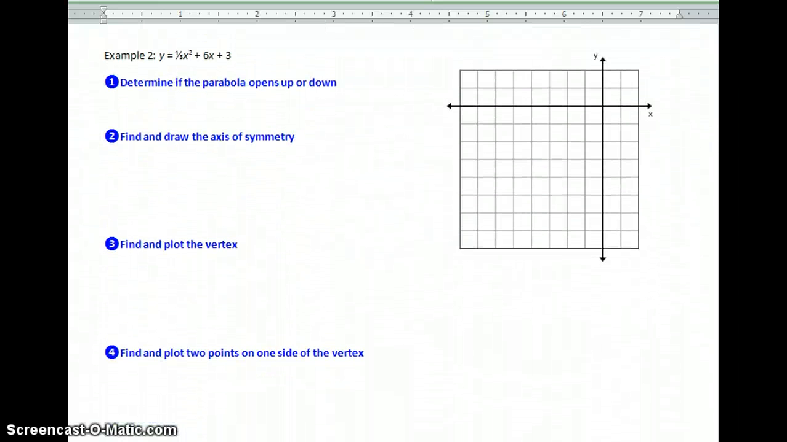We have a fraction, some fraction action. Doesn't scare me. Hope it didn't scare you. The A is 1/3. The B is 6. And the C, we don't really need that much, but I'm going to write it anyways just to get in the habit because we will need it next week. So determine if it opens up or down. Well, A is positive. Positive people, they smile. So this opens up.